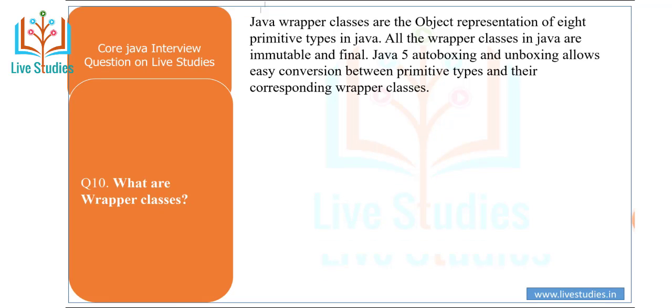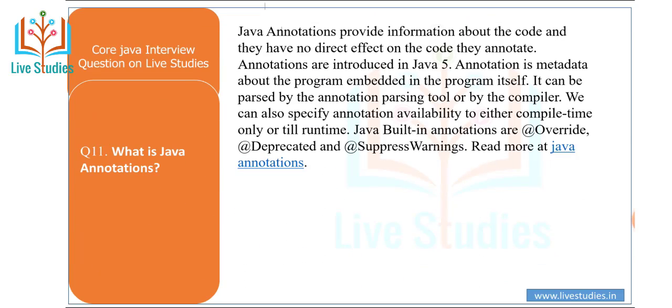What are the wrapper classes? Java wrapper classes are the object representation of the 8 primitive data types in Java. All the wrapper classes in Java are immutable and final. Java 5 autoboxing and unboxing allow easy conversion between primitive types and their corresponding wrapper classes.